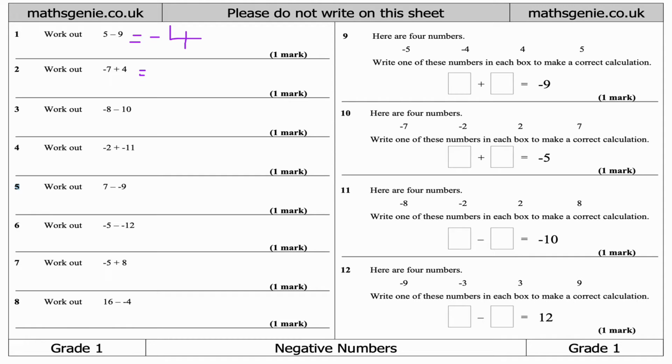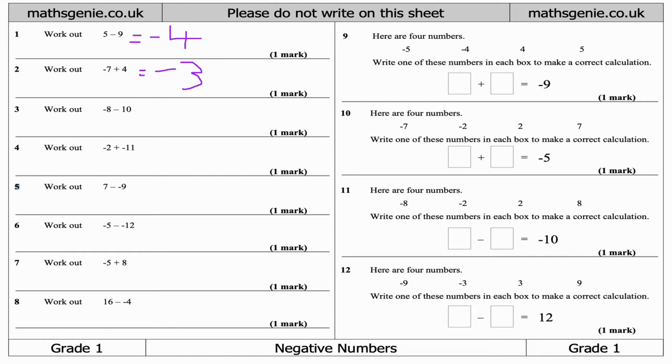Okay, this is the second question. Work out minus 7 plus 4. Now, if we're adding, we are making the answer bigger. This is the biggest misconception that happens in maths. If I add to a negative number, it makes my answer less negative, so it makes it bigger. So minus 7 plus 4 is minus 3.